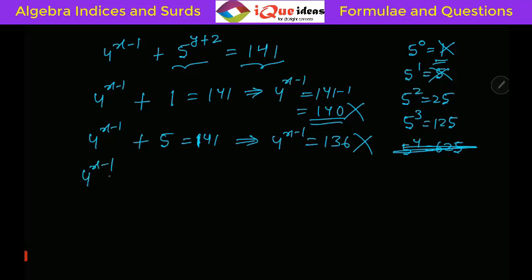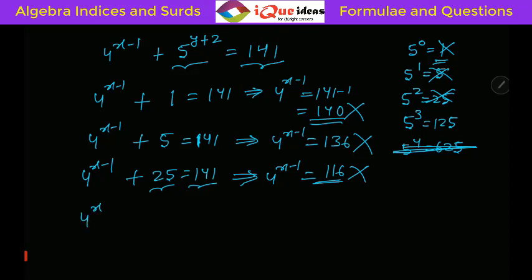Now let's take the next one, 4 raised to x minus 1 plus 25, that is equal to 141. Now what will happen? From here we get 4 raised to x minus 1 is equal to 141 minus 25, that is 116. Now 116 is not a power of 4, so this is also wrong. So 25 is also wrong, right?